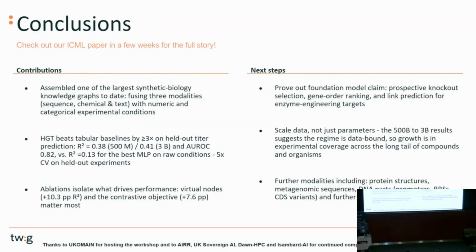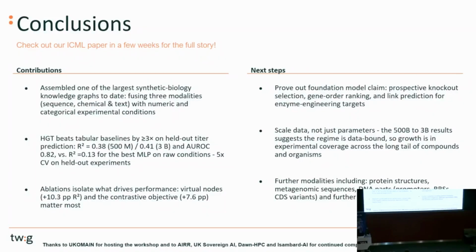So just to wrap up, we've assembled a really large, nice synthetic biology knowledge graph. We use 3 critical modalities with these frozen embedders. Our heterograph transformer beats tabular baselines by about 3 times. And there's a humble improvement in performance as we scale from 500 million to 3 billion parameters. And that's using 5-fold cross-validation, so it's a pretty rigorous evaluation. As I highlighted, we did some ablations which isolate which things are important in terms of our systems engineering.